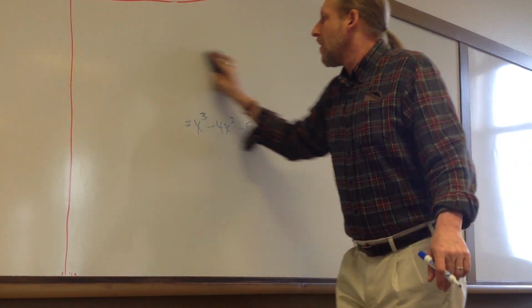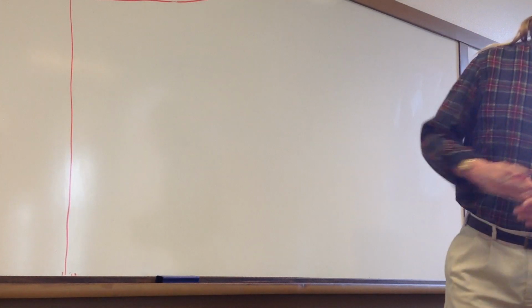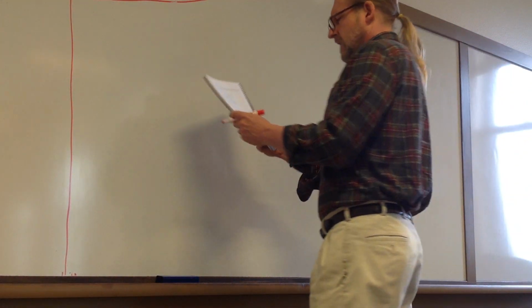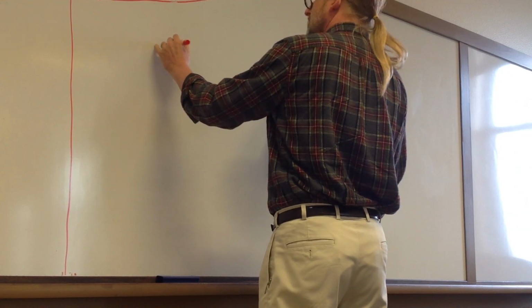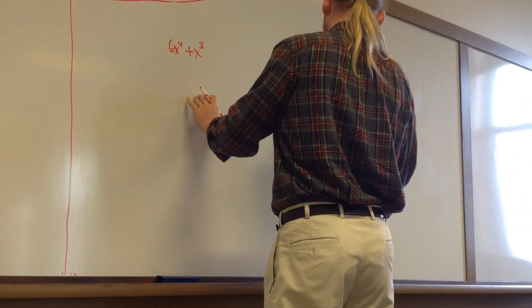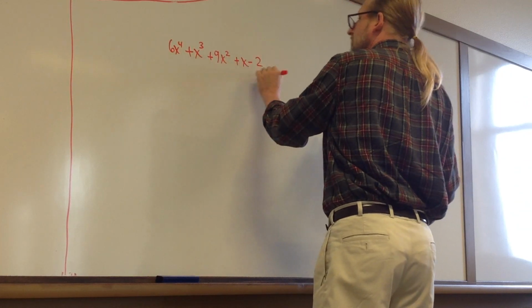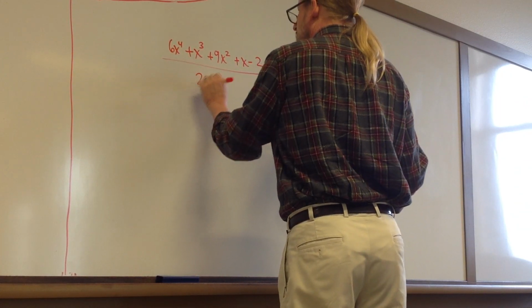Now, we need to talk about problems 10, 12, and 14. So these work a little bit differently. So I'm going to go back to this example on page 124. So what we've got here, this example is 6x to the fourth plus x to the third plus 9x squared plus x minus 2, and we want to divide by 2x plus 1.